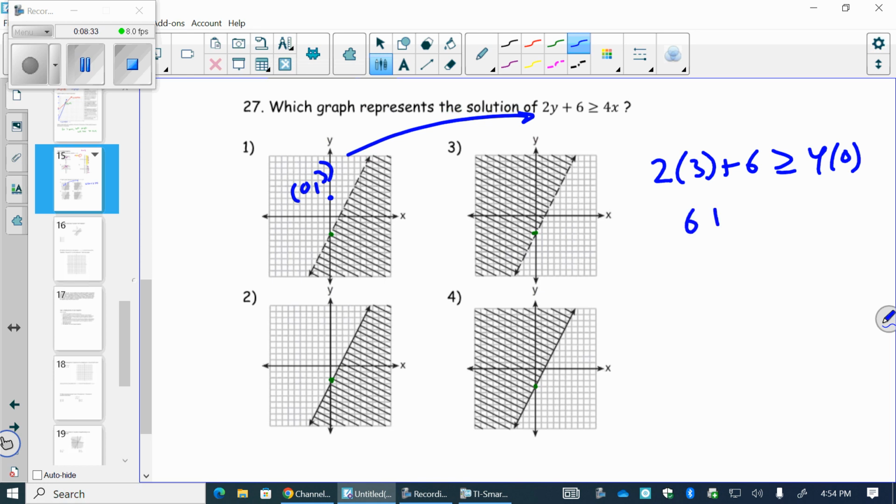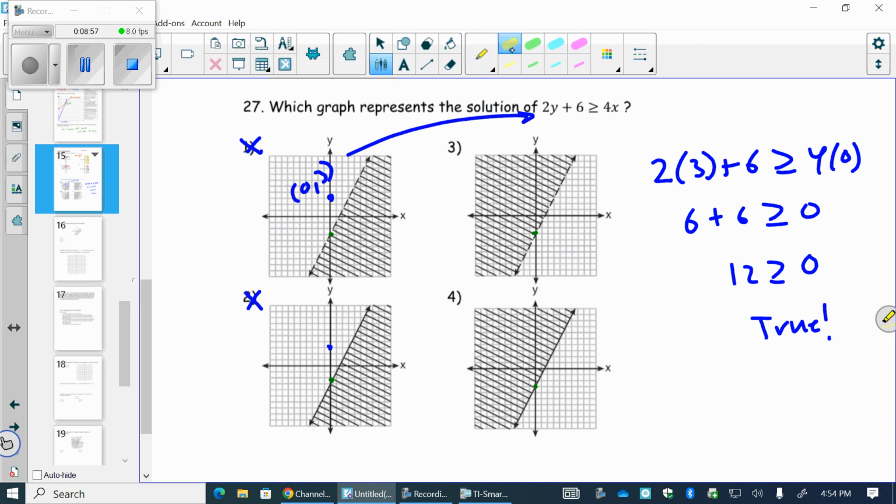And if we do that, we get 6 plus 6 is greater or equal to 0. 12 is greater or equal to 0. Oops, sorry about that. And that's true. So since that's true, we want to shade where the point 0, 3 is. Well, so this can't be the choice. It's not shaded correctly. Neither can this one below. So it's got to be choice 3 or 4. Notice there's a symbol here of greater than or equal to, which means you have to have a solid line. So that's why we're going to pick choice 4.